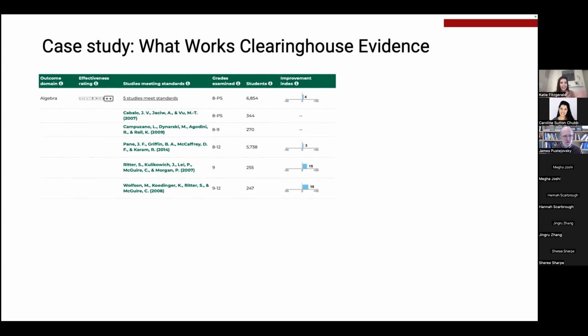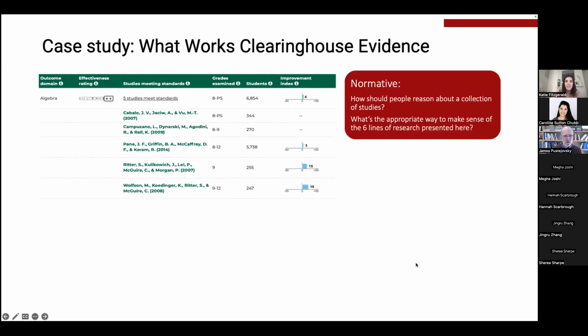So this is a screenshot, that same screenshot from the What Works Clearinghouse, for how evidence for 5 studies on a particular intervention might be displayed. At top, we have a meta-analytic effect size of 4 that's summarizing the 5 studies below it. So when we think through how people should reason about a collection of studies, the What Works Clearinghouse is following statistical norms that have been established: we know meta-analysis is the gold standard way for evidence synthesis, right? And so they're combining those studies as a weighted average with inverse variance weights.